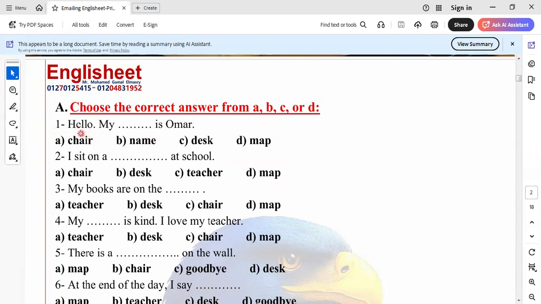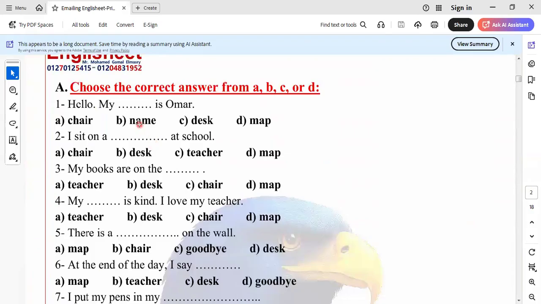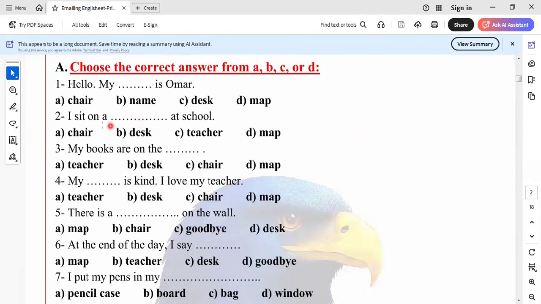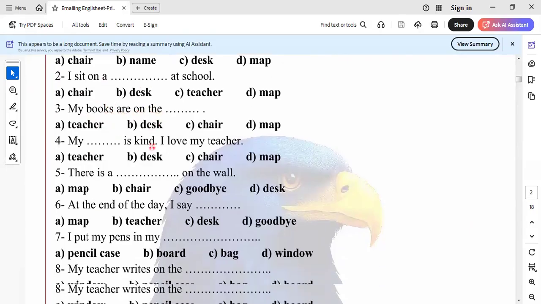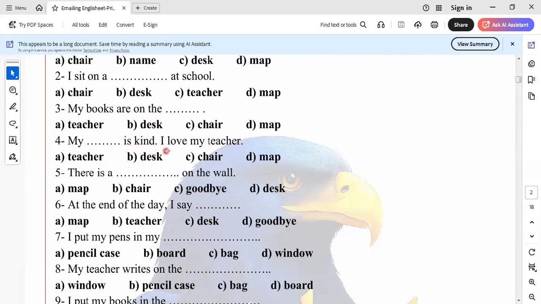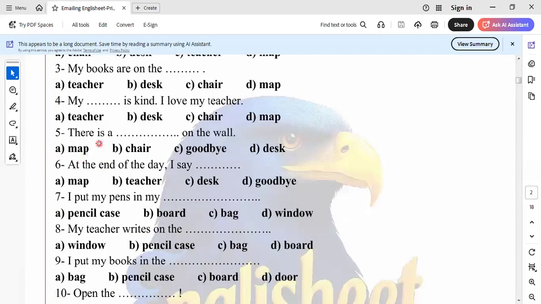Here we have: hello, my space is Omar. So the answer, what will it be here? I'm listening with a name. I sit on a chair, you are clever pupils. The books are on the desk, you are clever pupils. My space is kind, I love my teacher. So here we say teacher. So the answer here will be my teacher. So I'm expressing love for my teacher.